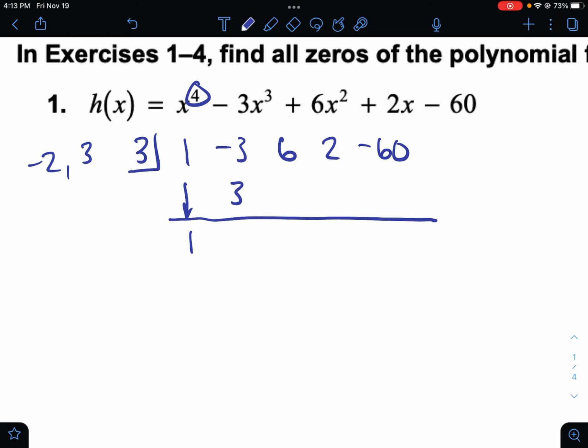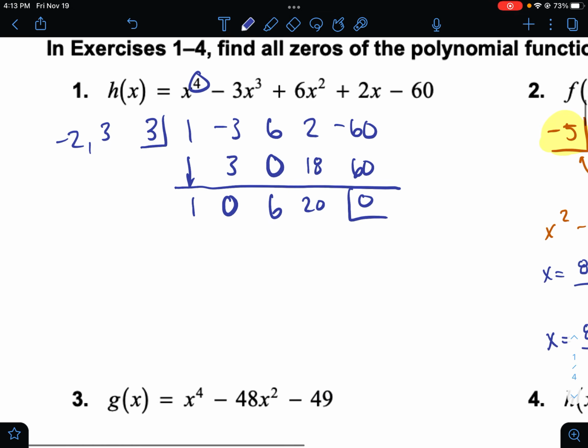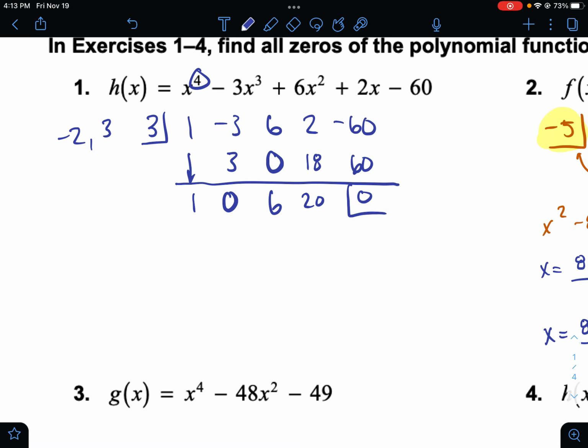First number down, 1 times 3 is 3, -3 and 3 is 0, 0 times 3 is 0, 6 and 0 is 6, 6 times 3 is 18, 2 and 18 is 20, 20 times 3 is 60, which when you add those, you do get that 0, and that's what you should get. We should get 0 at the end. And so when we write our answer, it reduces by a degree. I don't have an x squared, 0x squared, so I don't have to write that. You can just skip that one and go right to the x and then a constant.